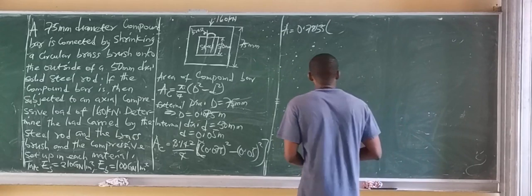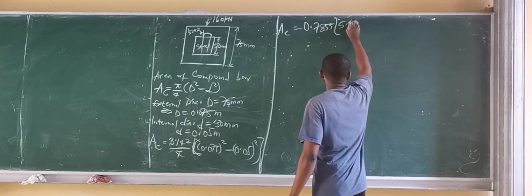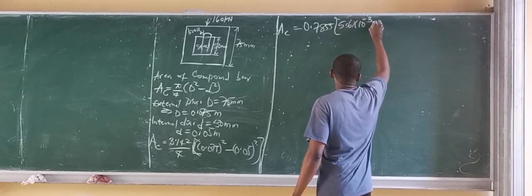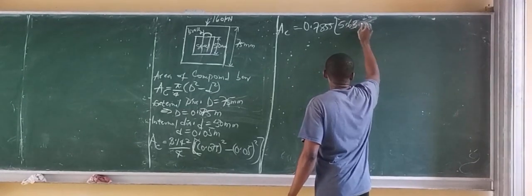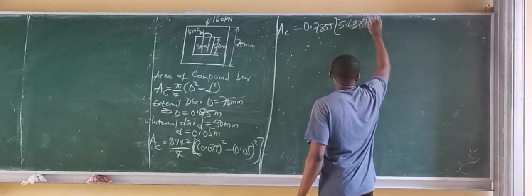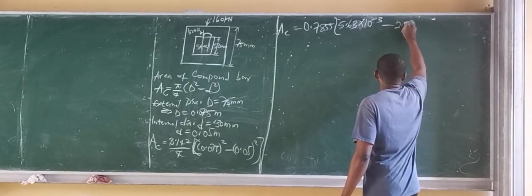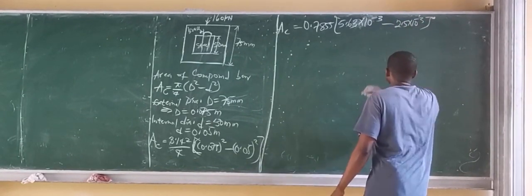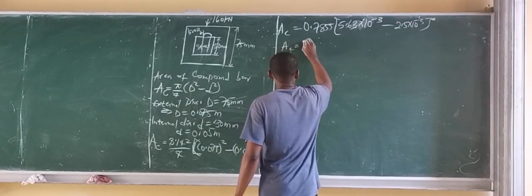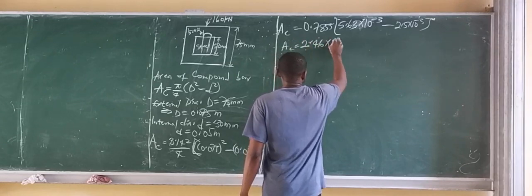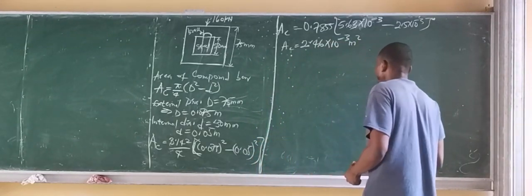5.625 times 10 to the power minus 3. Okay, then 10 to the power minus 3 minus 0.05, 2.5 times 10 to the power minus 3. Okay, so evaluate the number of this. What do you have? 2.46. So the area of the column is 2.46 times 10 to the power minus 3. So this is the area of the compound bar itself.